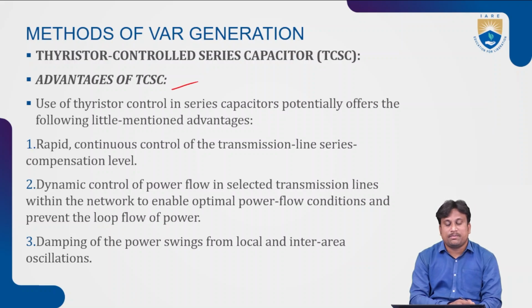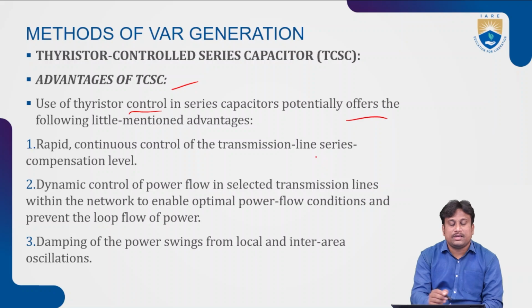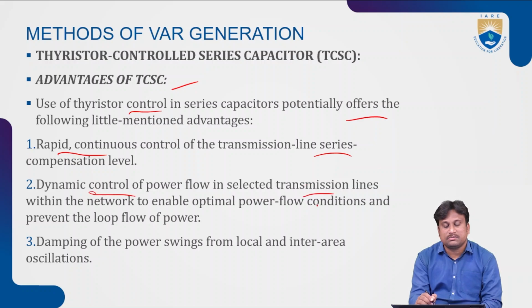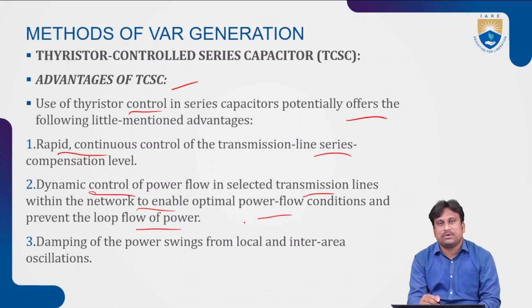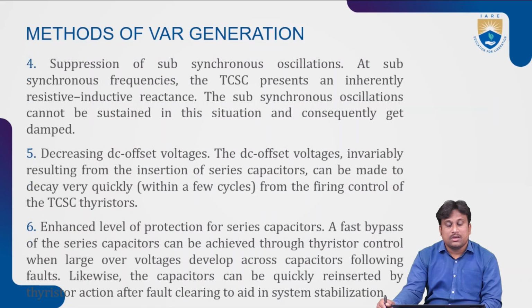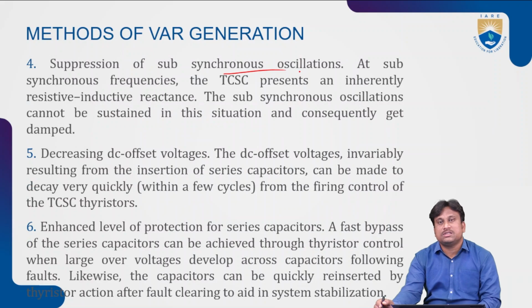Thyristor controlled series capacitors, meaning the use of thyristor controls in series capacitors, potentially offer the following advantages. They offer rapid continuous control of the transmission line series compensation levels, and dynamic control is achieved with this power flow in selected transmission lines. Within the network it enables optimal power flow conditions and can prevent loop power flow. Damping of power swings from local and inter-area oscillations takes place. Suppression of subsynchronous oscillations is also treated.